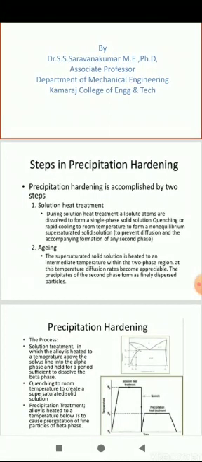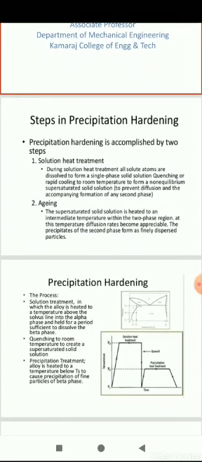After that, the second step is aging. This aging gives a supersaturated solid solution, which is heated to an intermediate temperature within the two phase region. At this temperature the diffusion rate becomes appreciable. The precipitates of the second phase form as finely dispersed particles.